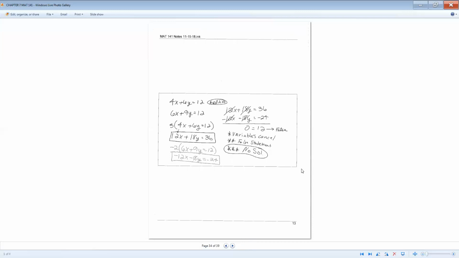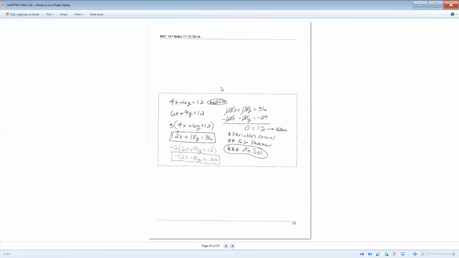All right. So if I have 4x plus 6y equal to 12, 6x plus 9y equal to 12. And since it's already set up in the form of ax plus by equal to c, I can use the addition method. Now, notice the 4. I can't turn 4 into 6 with an integer. I cannot turn 6 into 4 with an integer.